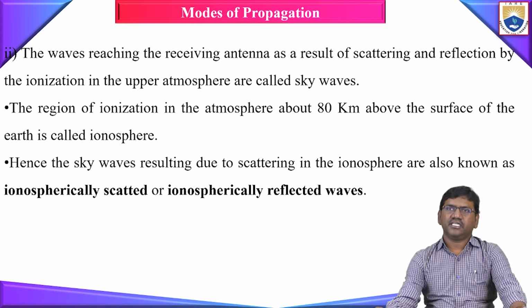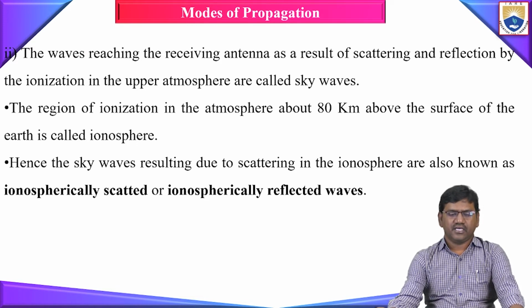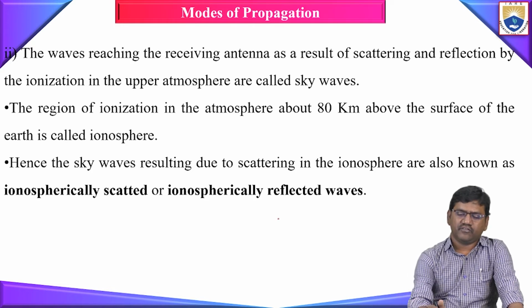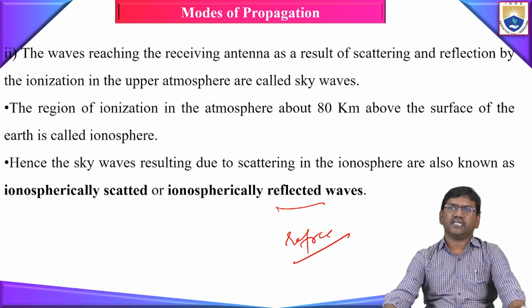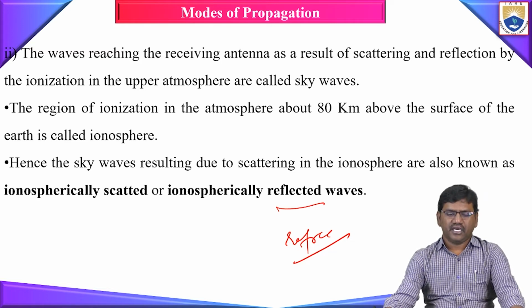The sky waves resulting from scattering in the ionosphere are also known as ionospherically scattered or ionospherically reflected waves. Both reflection and refraction take place in the ionospheric region.